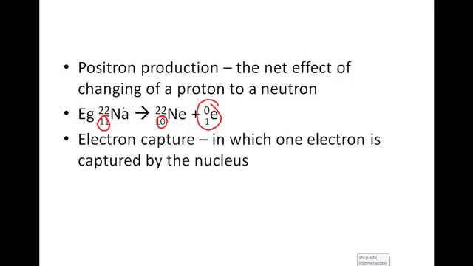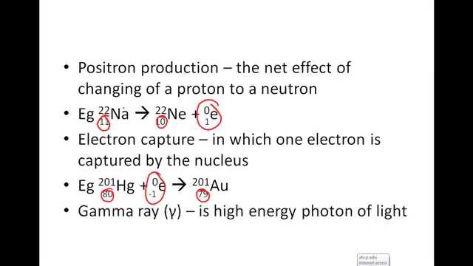Electron capture is where one electron is captured by a nucleus, and it looks like this. Here's my electron. It kind of looks like a beta particle, but in electron capture, the electron is on the reactant side, whereas in the beta particle, it's on the product side. And again, all these numbers need to add up together. And that's what you're looking for.